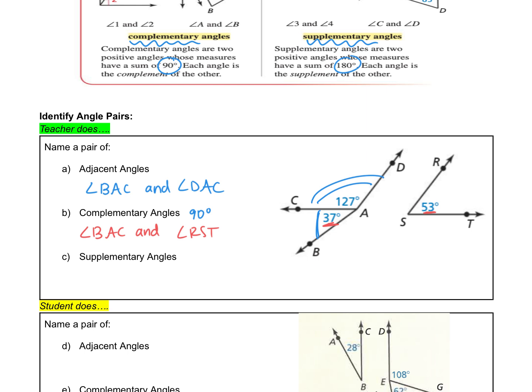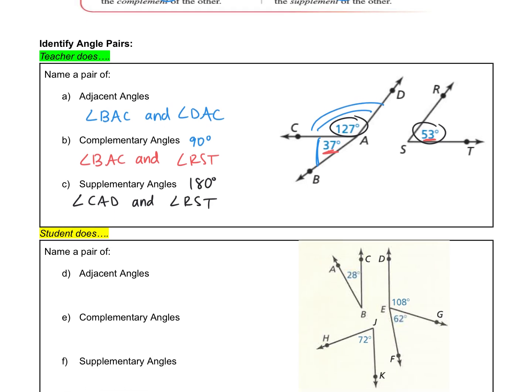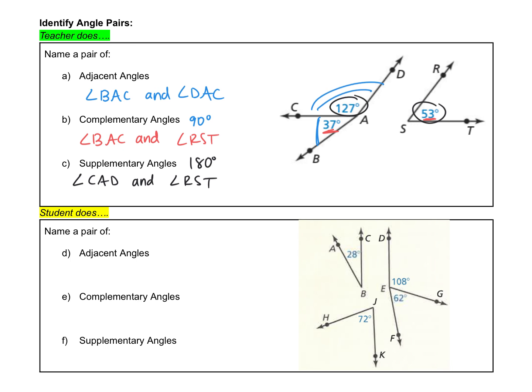And then lastly, supplementary angles are going to add to 180. So that would be our 127 and our 53, so angle CAD and angle RST. I would like you to do the next 3. Take a minute or 2 to do the next 3 with the person next to you, please.